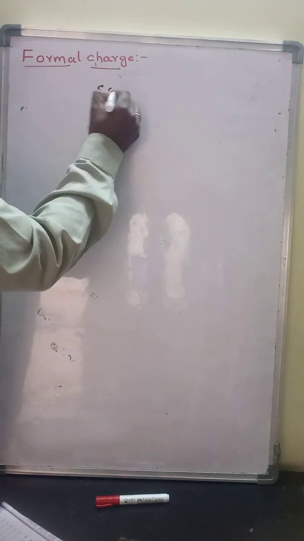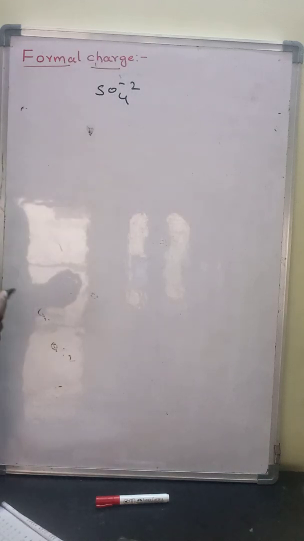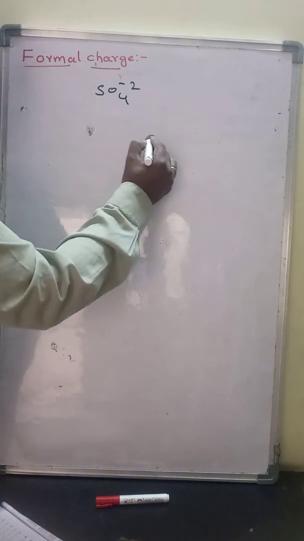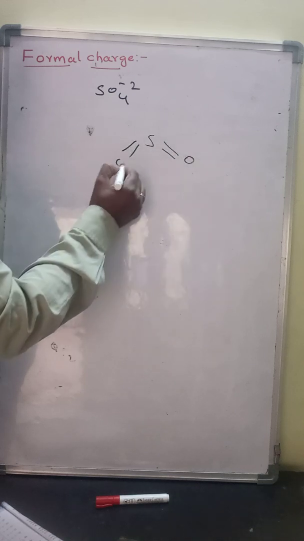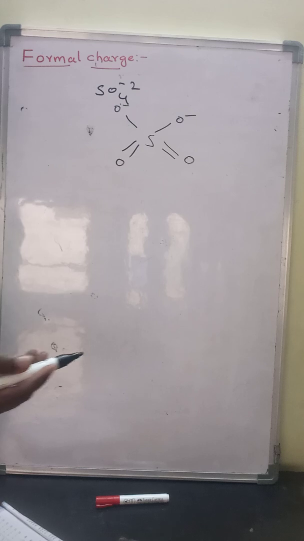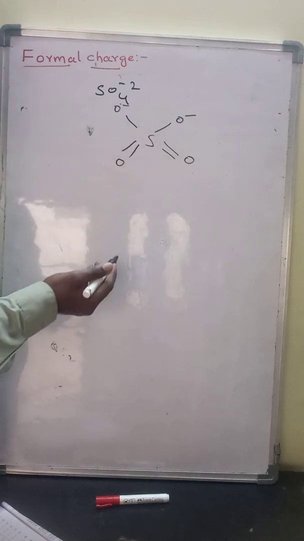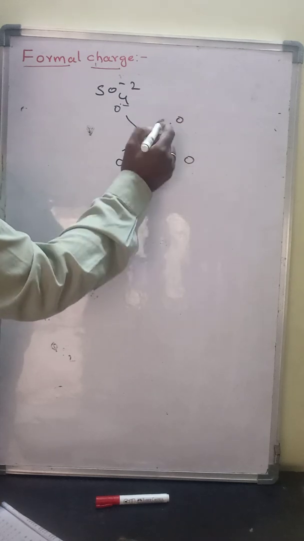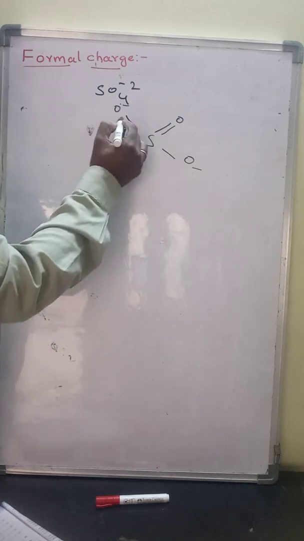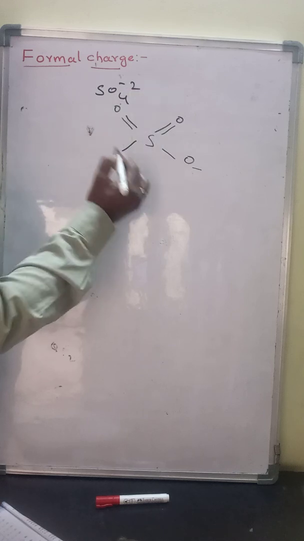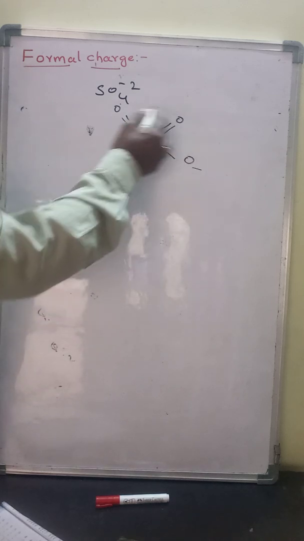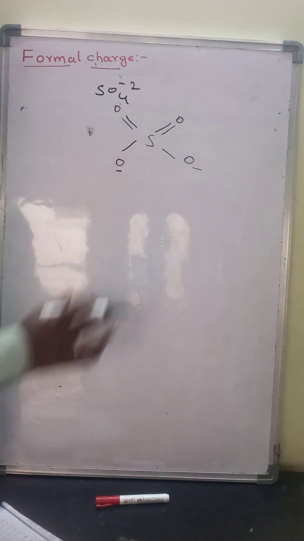Now come to SO4 2-. The question is: what is the formal charge of oxygen? We have to draw the structure of SO4 2-. But we know that we can write resonance structures here. Sometimes this pi bond migrates to this oxygen, and the minus charge is attained by this oxygen. Here also this pi bond migrates to this oxygen, and the minus charge is attained by this oxygen. That means the 2- charge is shared by 4 atoms in SO4 2-.